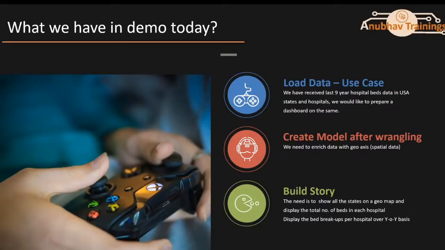Now, it is mandatory to create a data model before we start using our data in any story or any dashboard. So model is nothing but your foundation for any story which contains the processed data, which is finally usable by the stories. Now we need to show all the states on the geo map and then display the total number of beds in each county or hospital, and then also display the breakup of the beds on year basis in each of the hospital. So that's a kind of a drill down we will be seeing in our scenario.